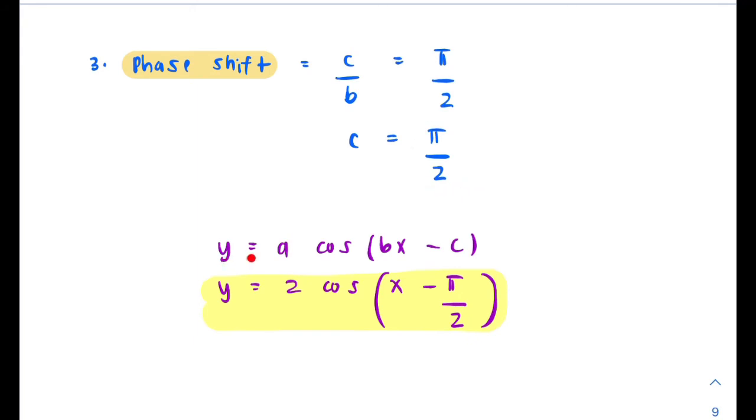Now let's compare with the general equation given, y equal to a cos bx minus c. So let's fill in our a, 2, fill in our b, 1, and fill in our c, which is pi over 2. Therefore, this is your final answer: y equal to 2 cos x minus pi over 2.